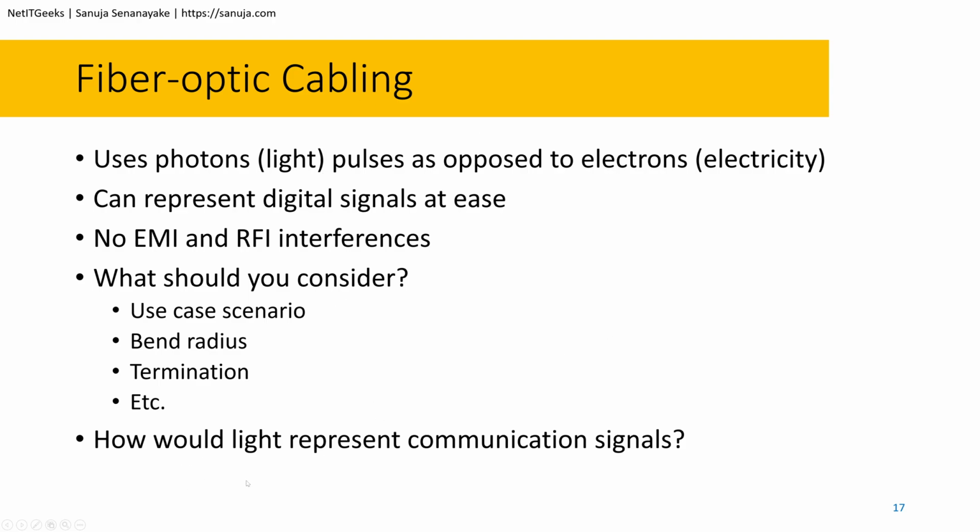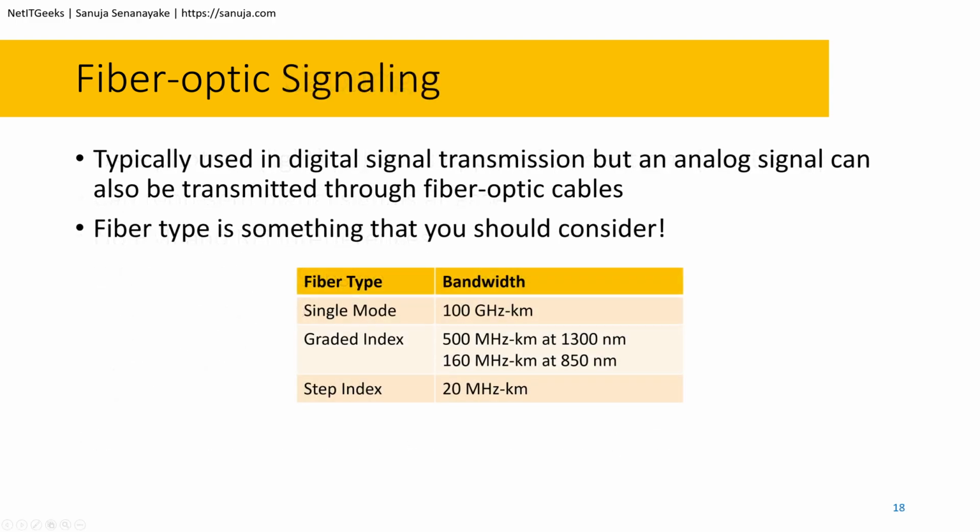How light represents communication signals is something very important that you understand. However, in this particular video, I'm not going to go over that, but I promise I will post a separate lecture on my YouTube channel describing how light represents communication signals. Fiber optic signaling, this is a basic overview, is typically used in digital transmission, but analog signals can also be transmitted through fiber optic cables, as I mentioned before. What you need to understand is we are using light here as opposed to electrons. We are using photons instead of electrons, right?